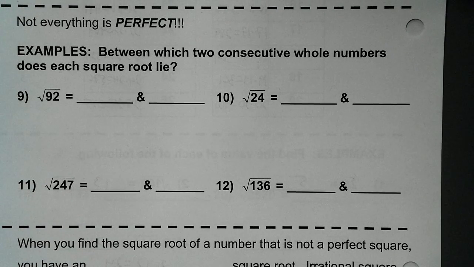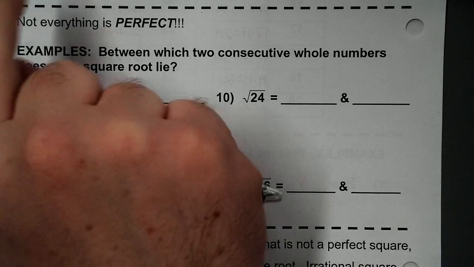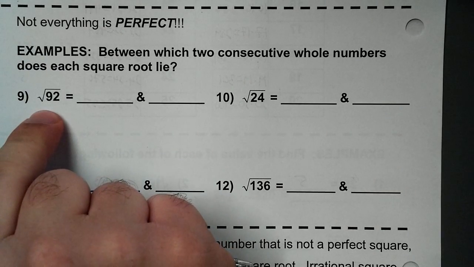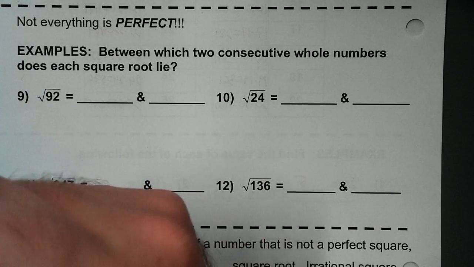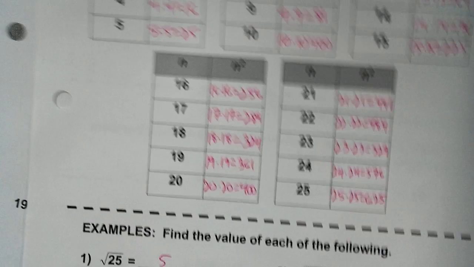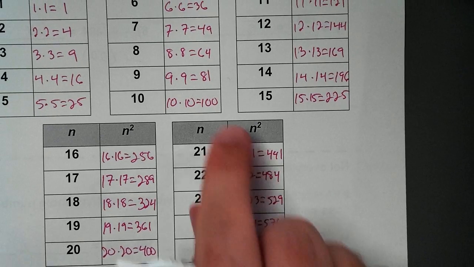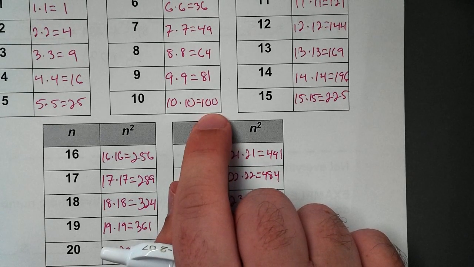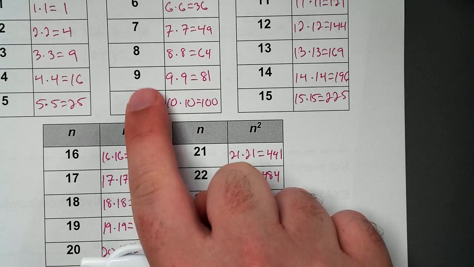Okay, now, not everything is a perfect square. For example, 92 is not on our chart. So what we have to do is think what 92 is in between. Well, if we go back to our chart, 92 is really close to 100, so it's smaller than 100, it's bigger than 81, so it's going to be in between the numbers 9 and 10.